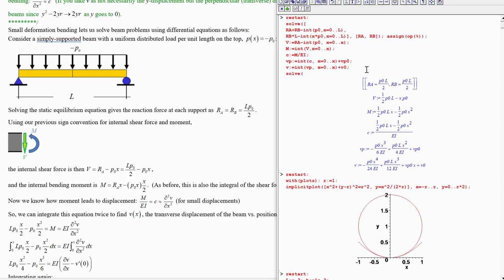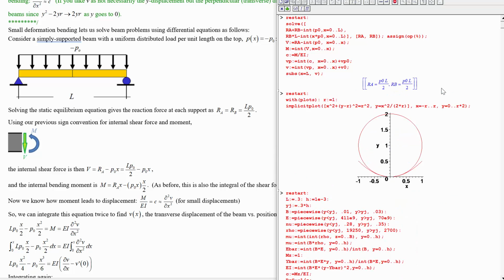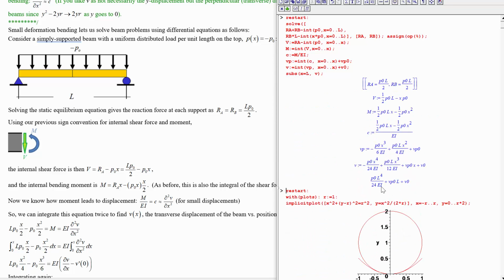We can solve that. Subs x equals 0. First of all, does subs work? What do we get when we say subs x equals 0 into v? Okay, it works. We get our v naught there. What about subs x equals L into v? Does this work? So we get our L to the 4. This is L to the 4 as well, but only over 12, and that's why we're left with over 24, and then VP0L. Okay, looks like the subs command works.